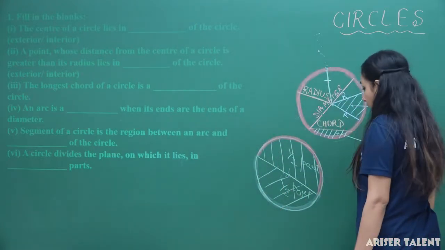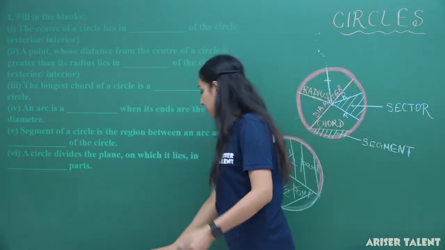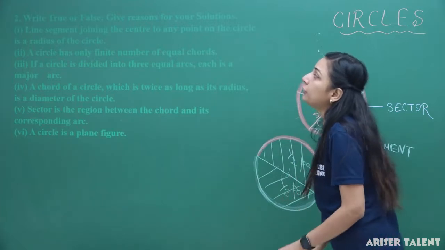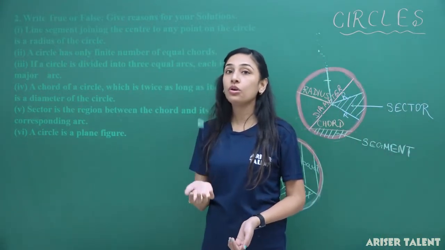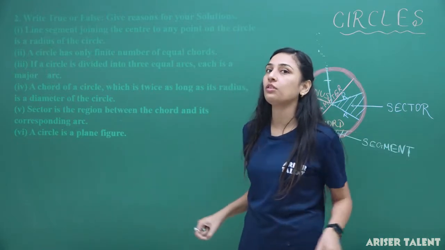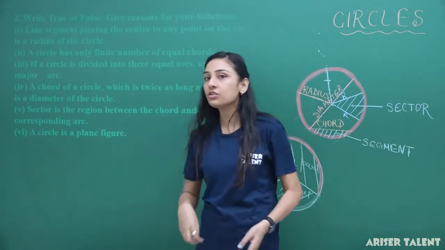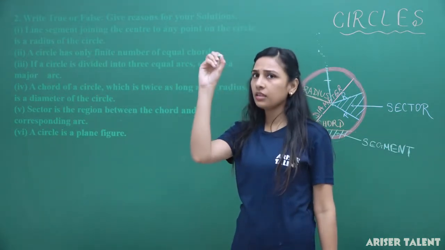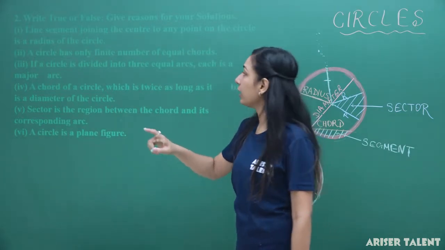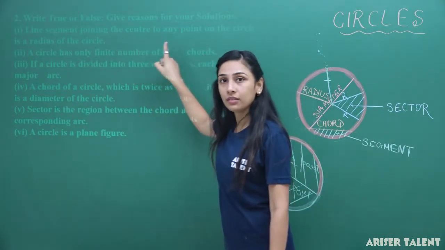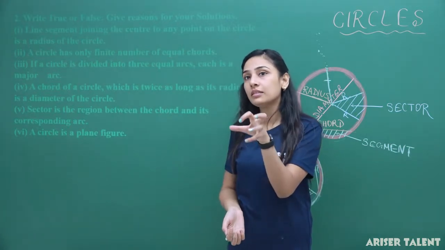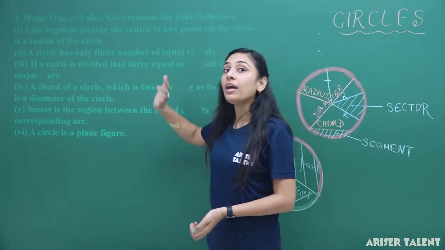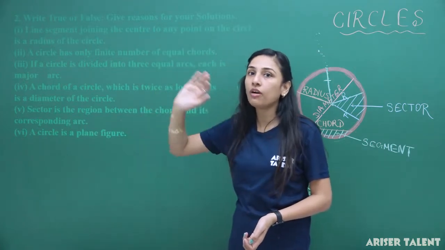Okay. Now, this: write true or false, and give reasons for your solutions. You have to first mention the reason, you just don't have to write A or B. You have to understand this and make your answer understandable, that why you are saying this is a true thing or a false thing.